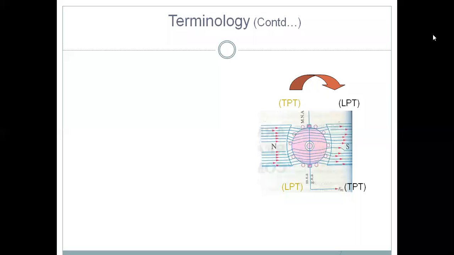Terminologies involved. Continuation to the terms involved. TPTs and LPTs are other terminologies. LPT, leading pole tip. TPT, trailing pole tip. These LPT and TPTs are not fixed. They depend on in which direction the armature is rotating.